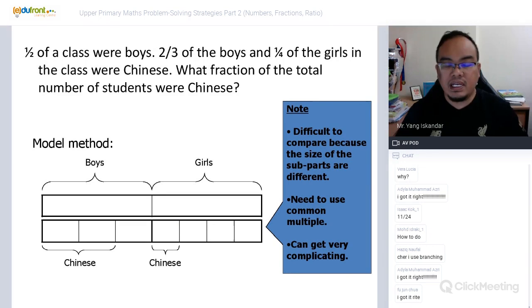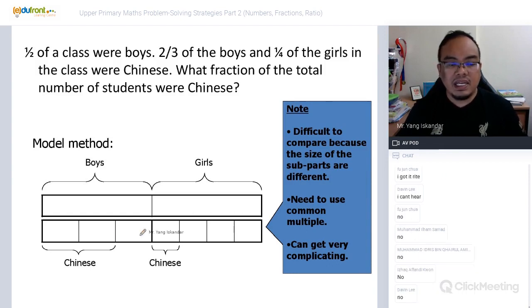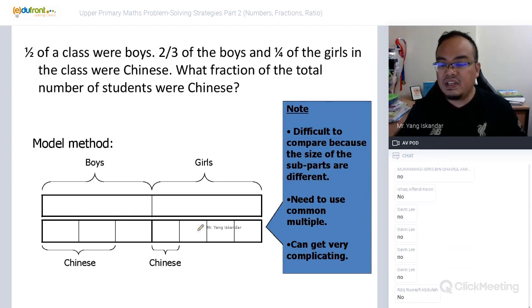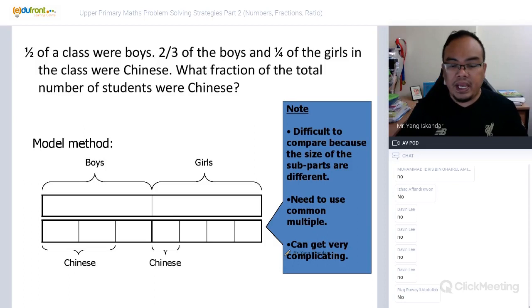So you can see here we cannot compare right now, right? Why can we not compare? Because you can see here the units are of different size. So you cannot compare. So it can become very complicated if you draw the model.